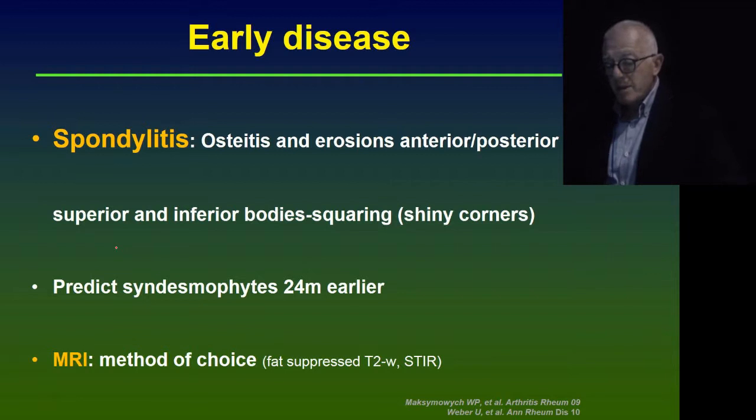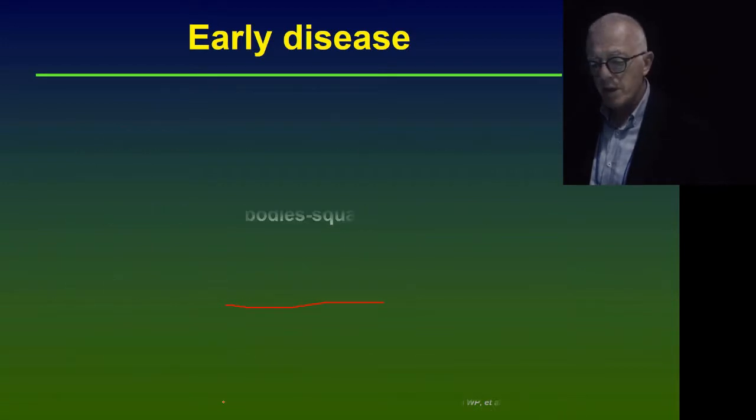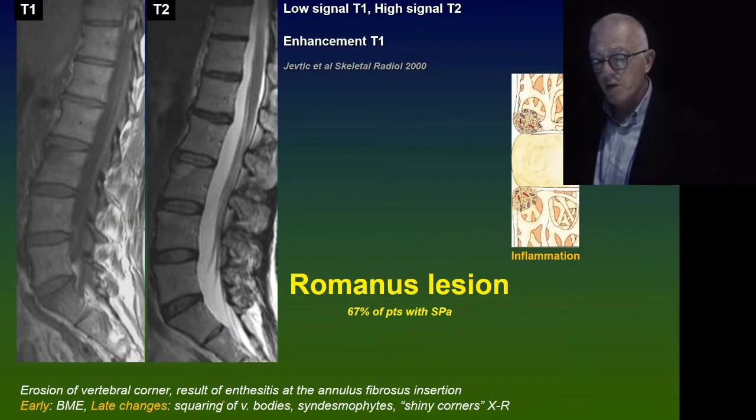So the spondylitis reflects the osteitis and erosions at the site of insertion of the ligaments, and it is very interesting that if we see bone marrow edema at the ligamentous insertion, we know that without treatment we will have syndesmophytes 2 years later, seen on plain films. That's why MR imaging is the method of choice.